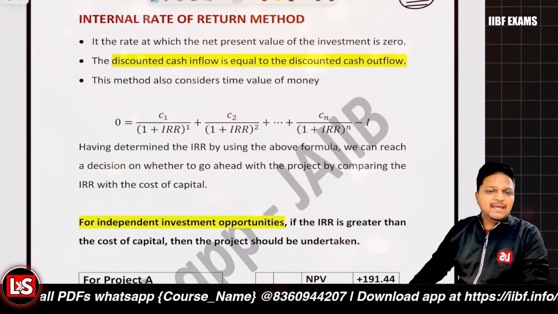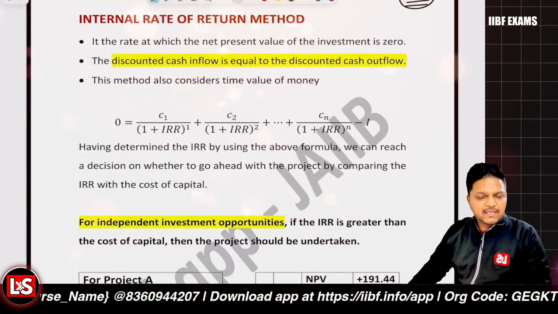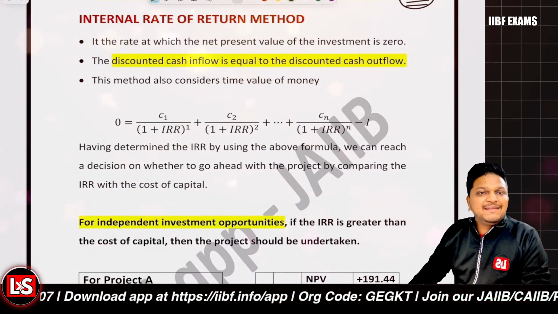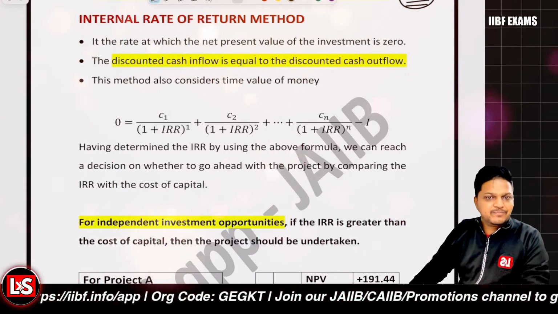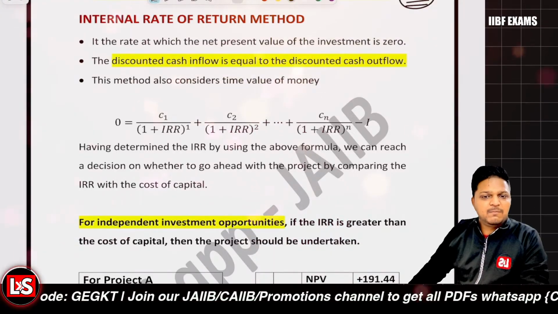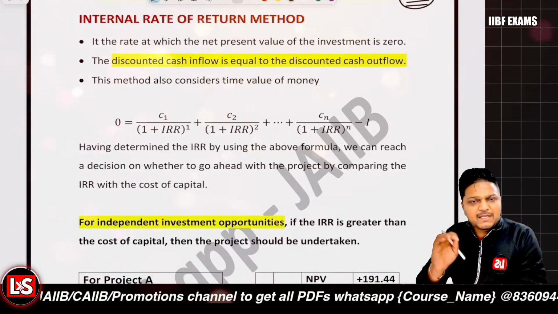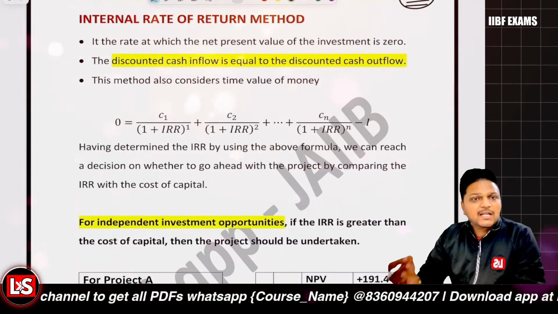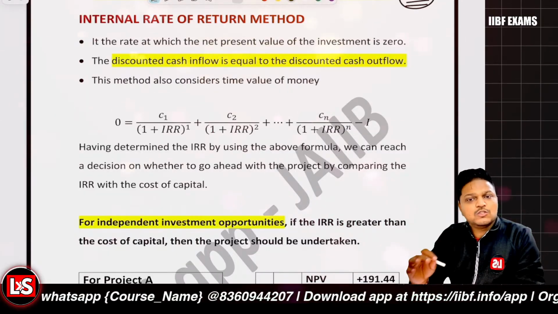Now, if you recall about the NPV, I told you that NPV is nothing but an algebraic sum of the present value of all the cash inflows and outflows. That was the simplest definition of the NPV, that is the net present value. Algebraic means for cash inflow it is positive, for cash outflow it is negative, right? So it's an algebraic sum of the present value of all the cash inflows and outflows.